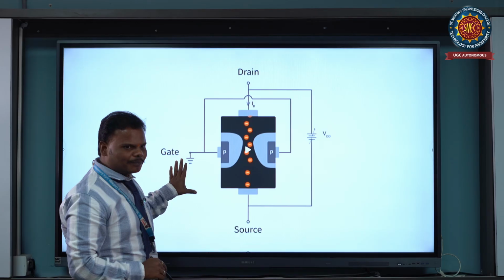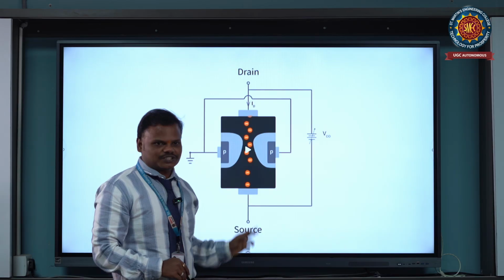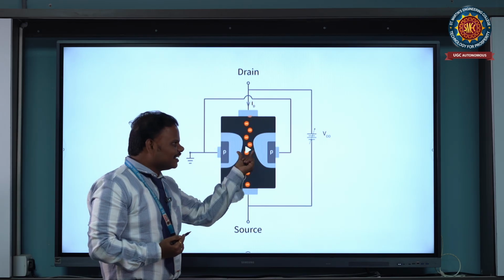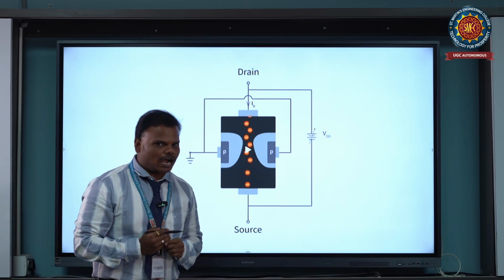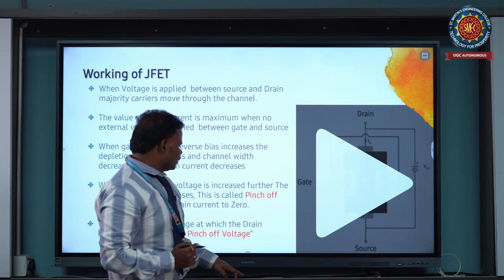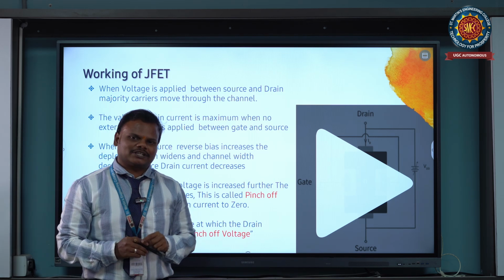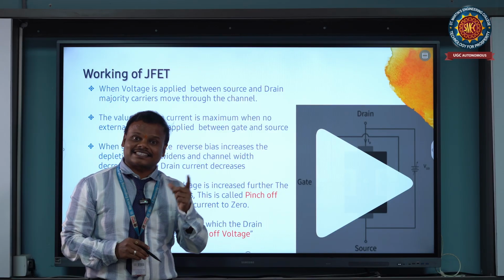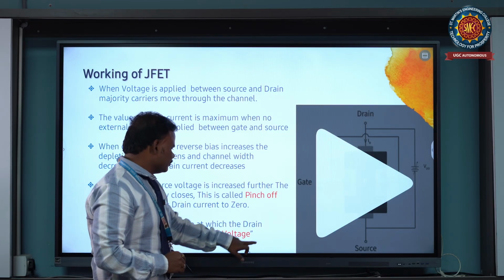Whenever we are not applying any voltage at the gate terminal, but we apply voltage between the drain and source and increase it, the current increases. After a particular point, it will reach a saturation point. After that, it will give a constant output. So this is the actual operation of the JFET. The point where it gives the constant output current is called the pinch off point. The voltage where it starts acting as a constant current source is called the pinch off voltage.